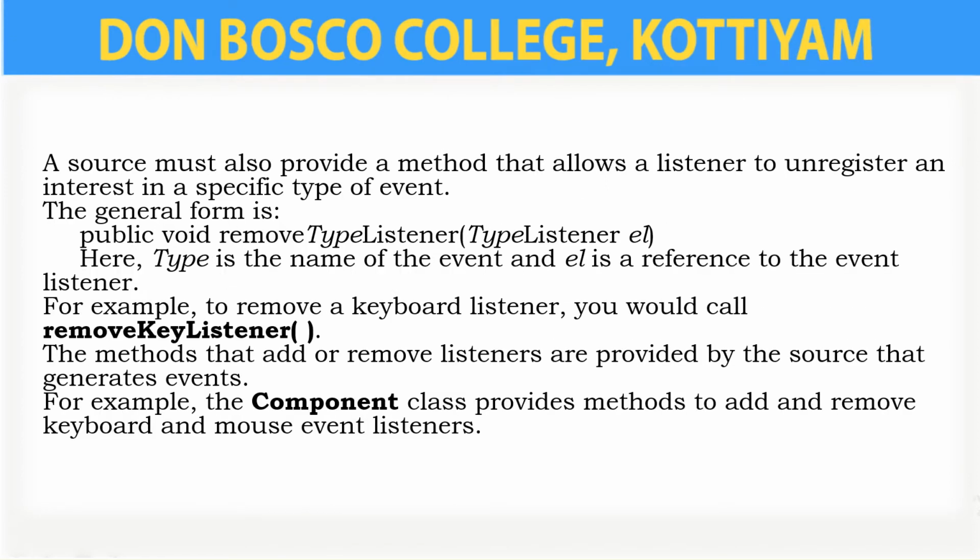We can also allow listeners to unregister an interest in a specific type of event. So we can use methods to unregister as well. For that, the general syntax is: public void removeTypeListener(TypeListener el). You have to create a reference. For example, to remove a keyboard listener, we use the removeKeyListener method. So we can add and remove event listeners.